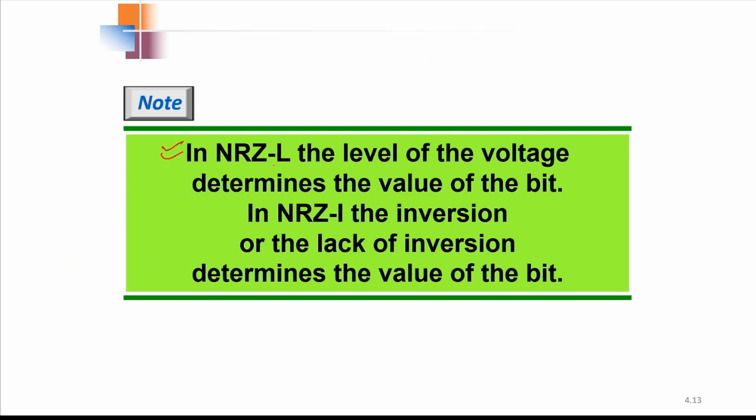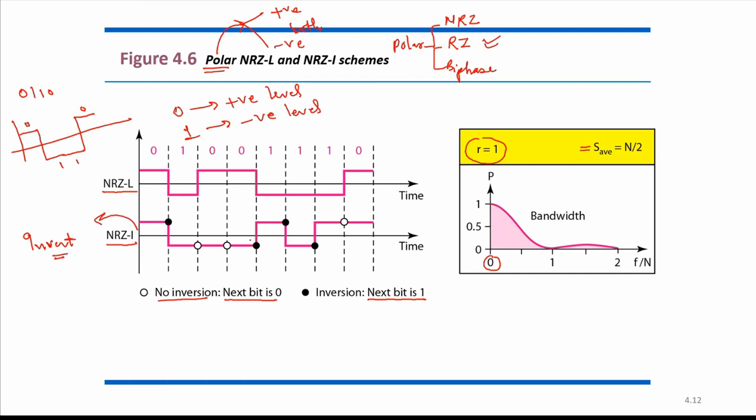In NRZ-L, the level of voltage determines the value of the bit. In NRZ-I, the inversion or lack of inversion determines the value of the bit. Whether there is inversion happening or not, if there is no inversion, how will we identify it? If it is 0, it means starting with 0. If it is inversion, it means the next bit is 1. So while encoding, we need to think about what the next bit is.